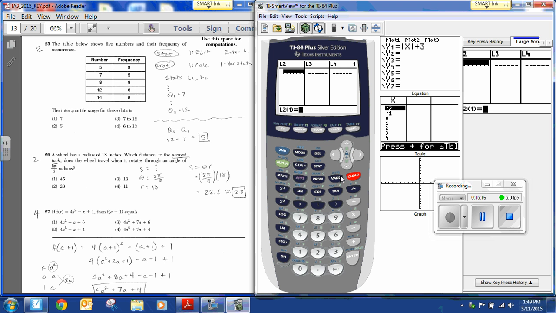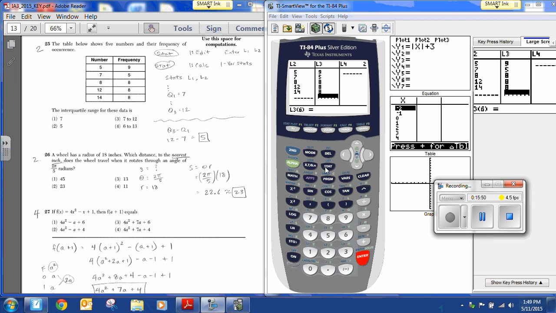So what you do is you go under Stat, and usually it starts off with L1, but my calculator starts off with L2, which is just fine. And we enter in the numbers 5, 7, 8, 12, 14. There we go. And now I'm going to enter in the frequency, which is 9, 5, 8, 8, 8. Then you hit Stat again.